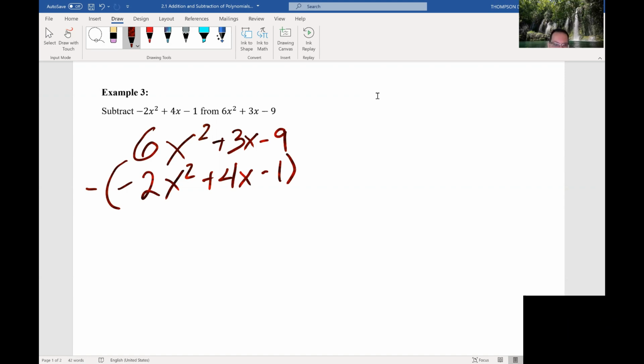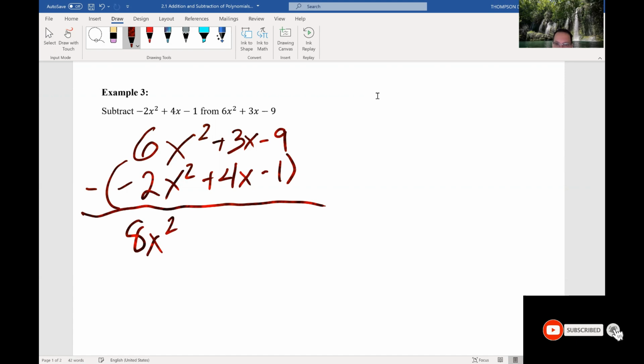Take note how I align them vertically. So 6x squared minus negative 2x squared will be 6 plus 2, so it'll be 8x squared. Keep in mind the rules of integers. 6x squared minus negative 2x squared. Keep, change. So the same thing as adding.